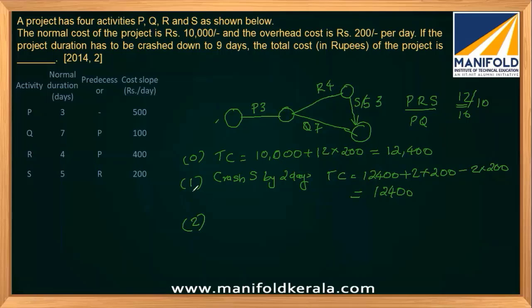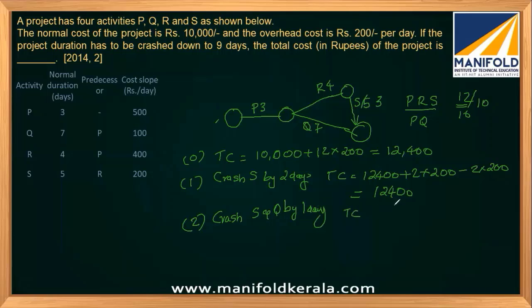So which one will we select? We know that for the PRS path, S is the minimum one, so I can reduce 1 day from S. And for the PQ path, Q is the minimum one, which has a slope of 100, and I can reduce Q by 1 day. So crash S and Q by 1 day.